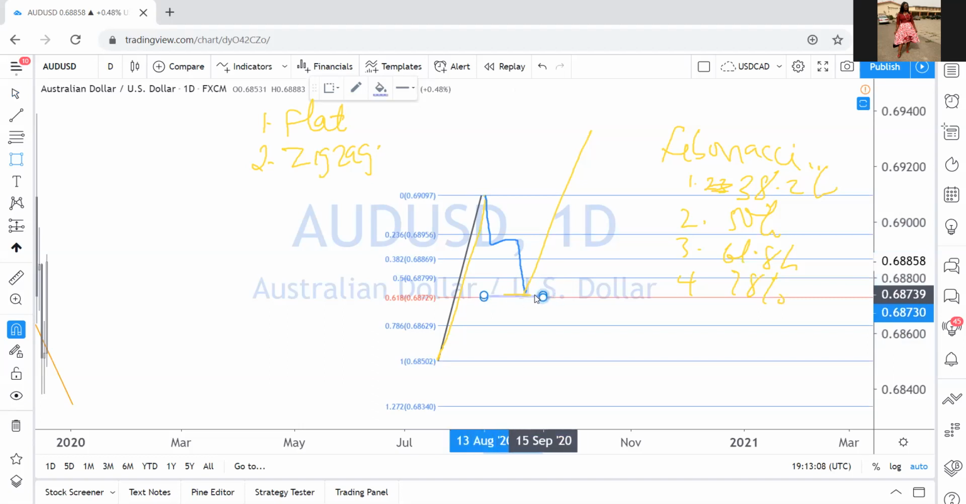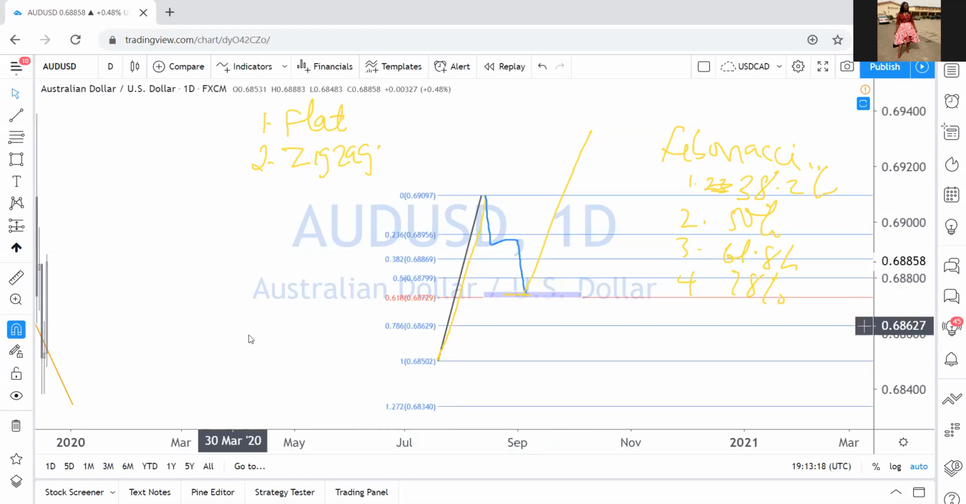So just mark it like this. All right, this is where the pullback is ending. It's respecting this fib level. Boom, to the upside. So now, what are we talking about here? We have just been able to identify the level to which this retracement has taken place.